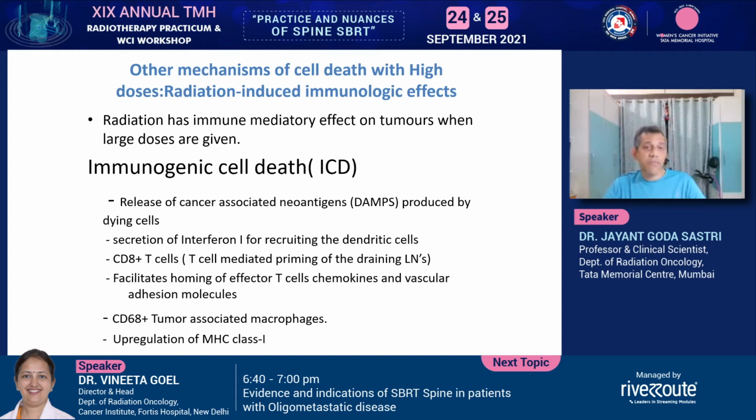This is because of the release of cancer-associated neoantigens, which are called DAMPs, produced by the dying cells. There is also secretion of interferon 1 alpha for the recruitment of the dendritic cells, and increased expression of CD8 plus T cells, all of which facilitate the homing of effector T cell chemokines and vascular adhesion molecules within the tumor. Apart from it, there is increased expression of CD68 plus tumor-associated macrophages and upregulation of MHC class 1. Taken together, all these proteins are responsible for immunogenic cell death when we give very high doses of radiation in the ablative range.